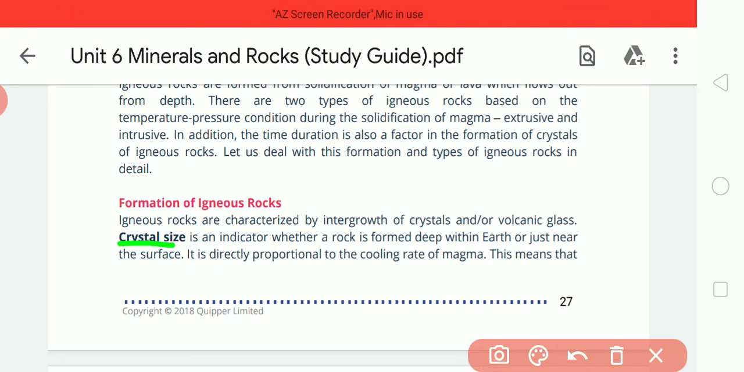By using the crystal size, we can identify if a certain type of igneous rock formed beneath the earth's surface or on the earth's surface. That means there are igneous rock classes that form below the earth's crust, and there are also igneous rocks that form just on the surface of the earth's crust. It is directly proportional to the cooling rate of magma.